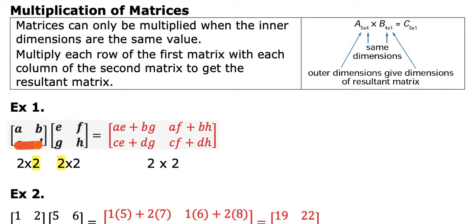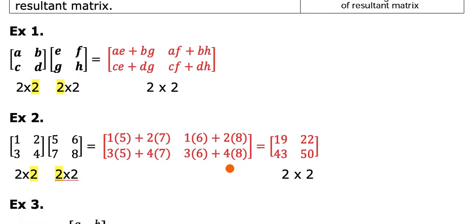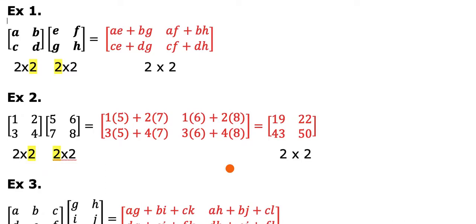Next, we're going to distribute the second row through each column of the second matrix. So row 2 multiplied by column 1. C times E plus D times G in this space. Next, second row, second column. C times F plus D times H. Now let's try this with an actual example. And by actual example, I mean that the matrices have values for the entries.